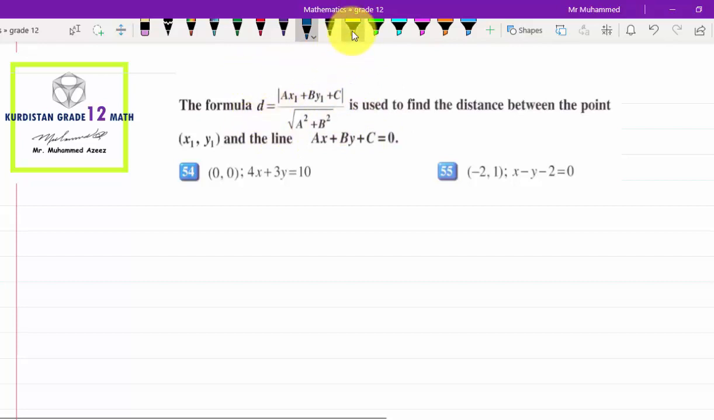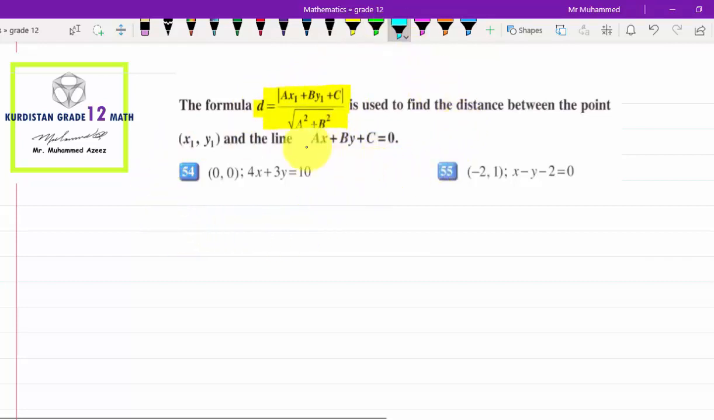Okay, to find the distance between a point and a line, we have a formula that we need to follow. This is the formula. D is equal to the absolute value of ax1 plus by1 plus c over square root of a squared plus b squared. We're going to analyze what a, b, and c stand for, and what x1 and y1 are.